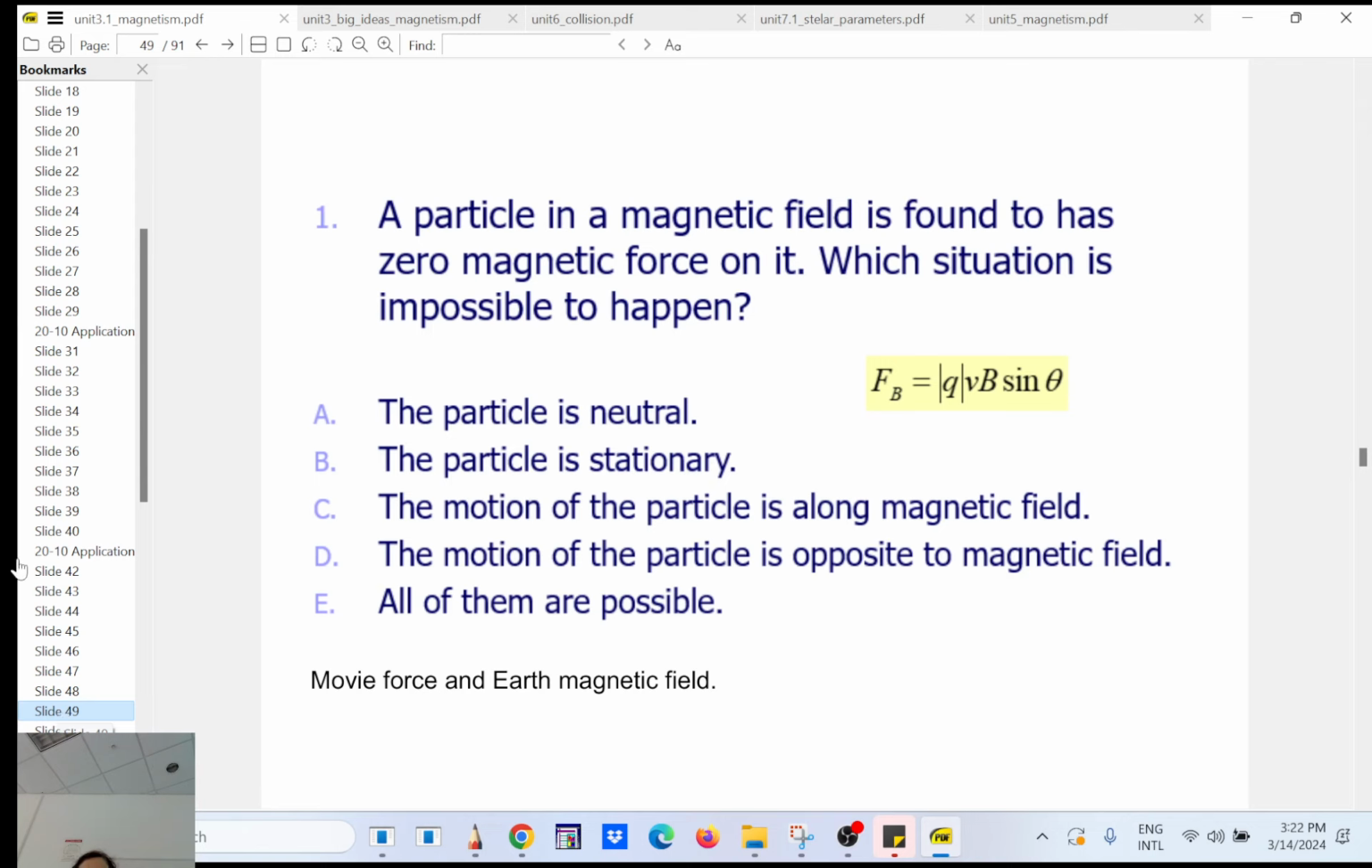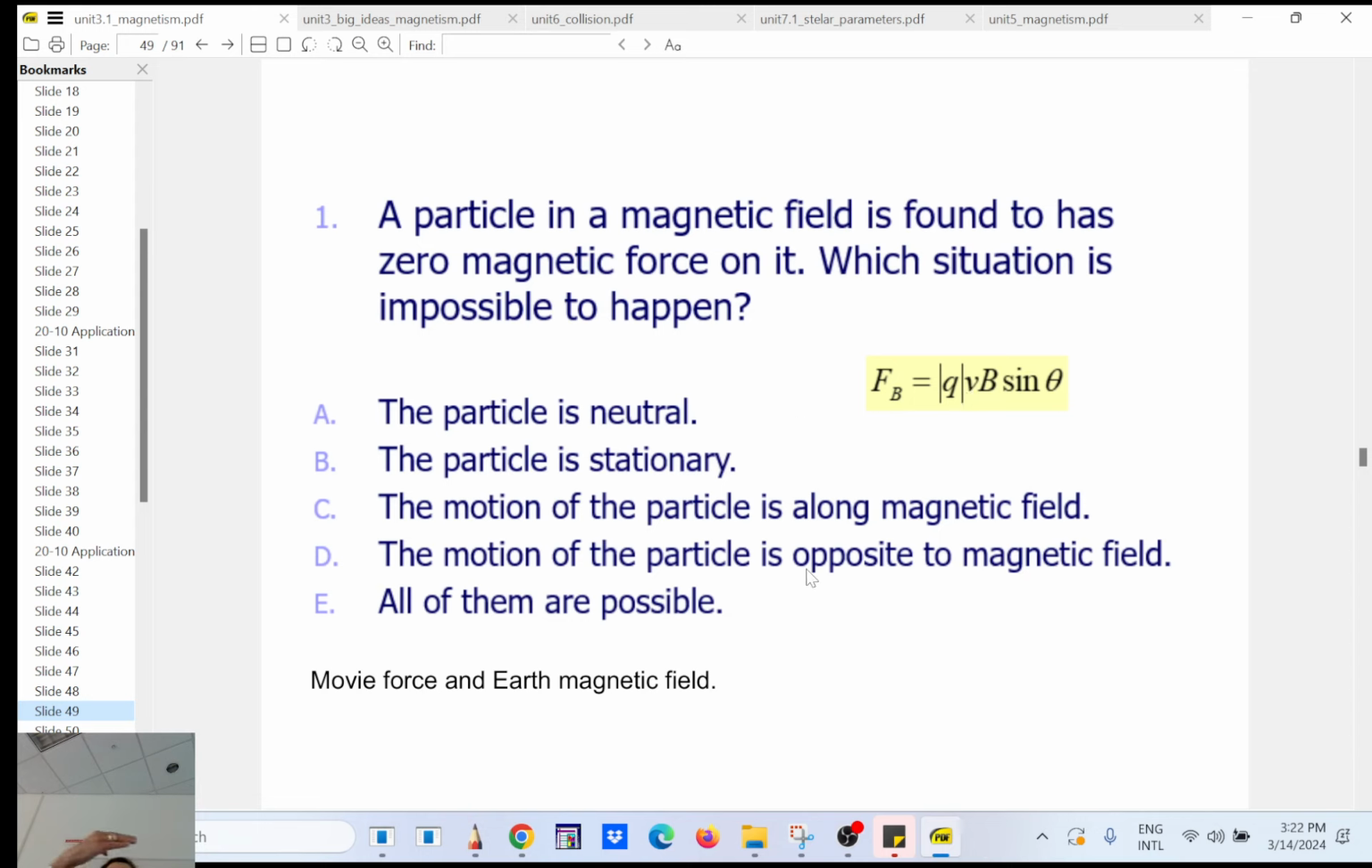If there is zero magnetic field, okay, magnetic force, if the particle is neutral, can you have a magnetic force? No, very good, because you need to have a charge, positive or negative. If the particle is at rest, not moving, can you have a magnetic force? No, because you need to have a velocity.